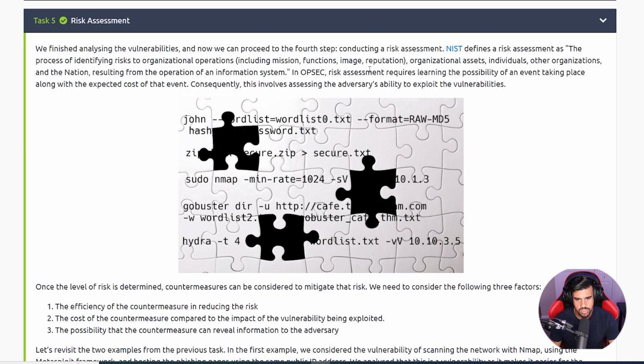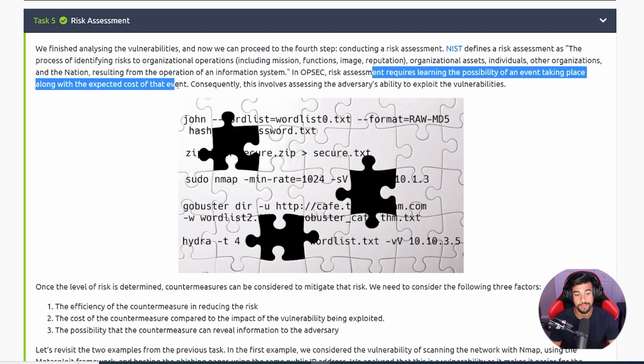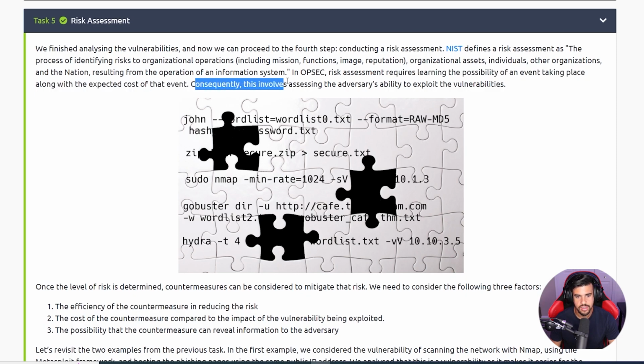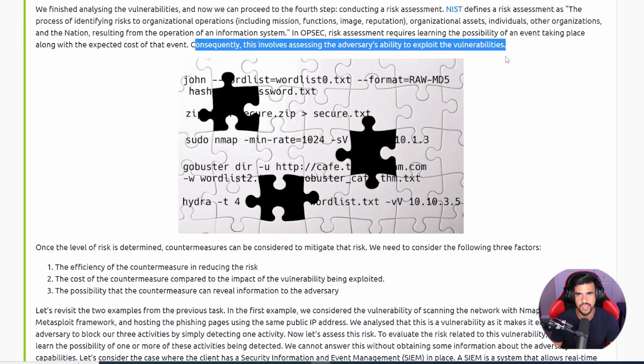So an OPSEC risk assessment requires learning the possibility of an event taking place along with the expected cost of the event. Consequently, this involves assessing the adversary's ability to exploit the vulnerabilities. So in this case, assessing the ability of the blue team to exploit our vulnerabilities, or these third-party actors to exploit the vulnerabilities, right?